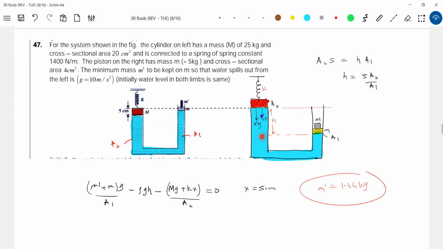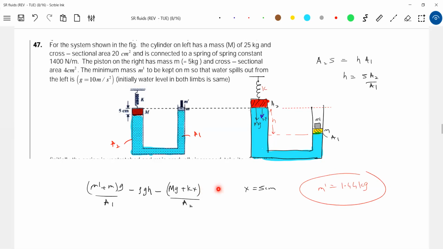Tell me the pressure at this point. What can you write here? P naught plus M dash plus Mg by A1. The pressure at this point should be equal to what? P naught plus Kx minus rho gh plus rho gh plus capital Mg plus Kx by A2. Or directly write the manometric equation. That's what I did, I wrote the manometric equation from here. P naught plus M dash plus Mg by A1, minus rho gh, minus Mg plus kx by A2.